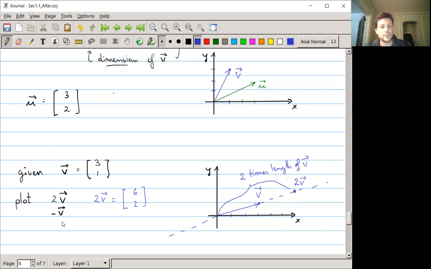When I look at minus v, it is the vector minus 3, minus 1. It will still be on the same line, but this time it will be pointing the other way. So minus v is a vector that points down like this.